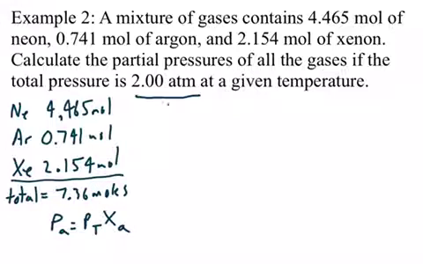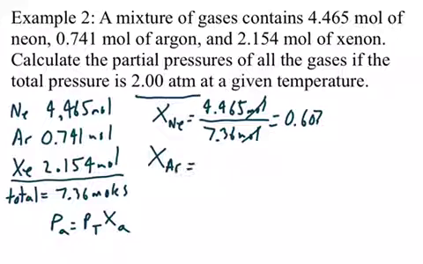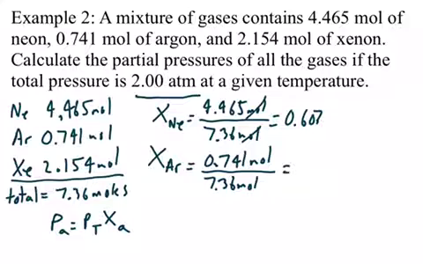So first, let's find neon. Neon is simply going to be the moles of neon, which is 4.465, over the total, which is 7.36. And when we do the math, remember, no units here, we get 0.607 as your mole fraction. Then we're going to do argon over here. And again, that's going to be 0.741 moles over 7.36 moles. And that will give us 0.101. Remember, no units for these.